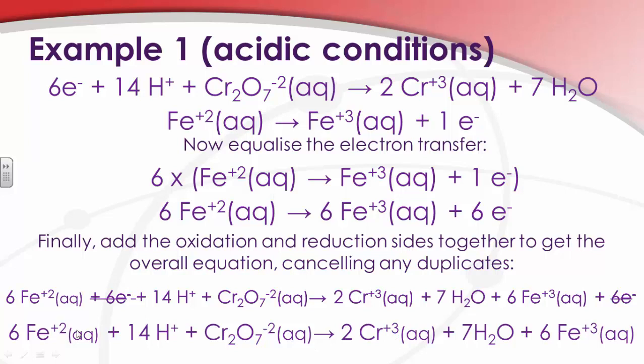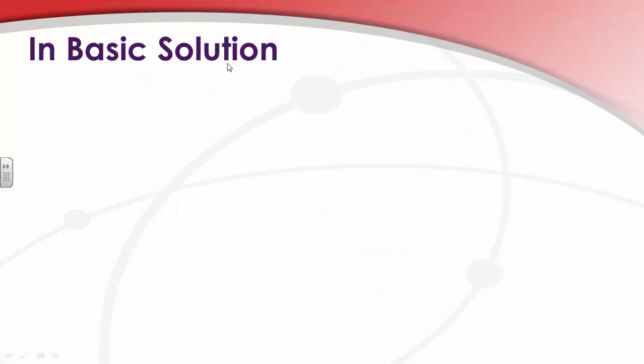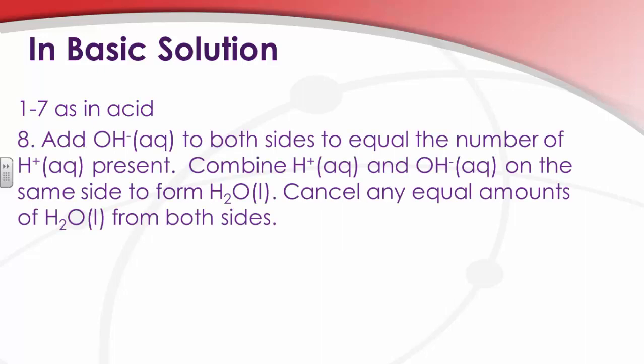And when we're finished, we have a 6, a 14, a 1 here, so we don't have many common denominators that we're going to be able to cancel. Water's only on one side, protons are only on one side. Since this is in acidic conditions, we're done. So this is our first balance using half reaction method. And in basic solution, it's entirely consistent. Steps 1 to 7 are just like an acid, and then we add hydroxide to remove the protons from the equation.